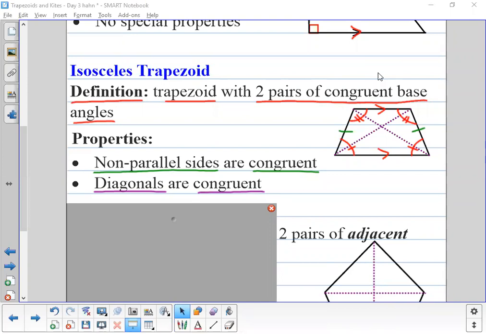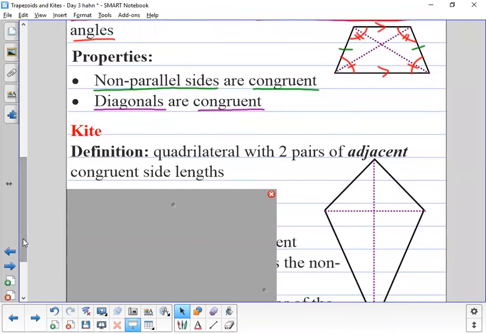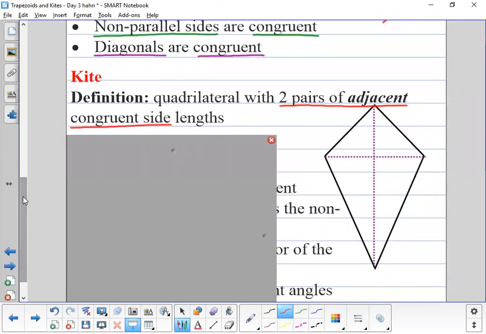Let's talk about the kite now. The definition of a kite is a quadrilateral with two pairs of adjacent congruent sides. So adjacent, remember that word just means they're next to each other. So the adjacent congruent sides in my kite would be those two sides and these two sides.